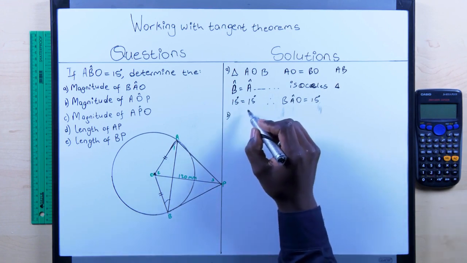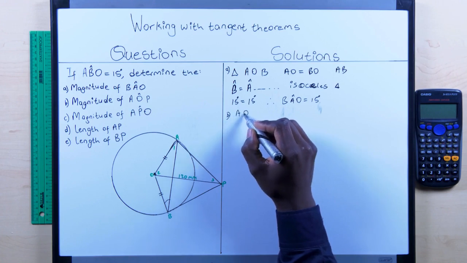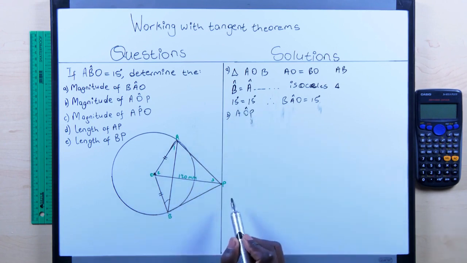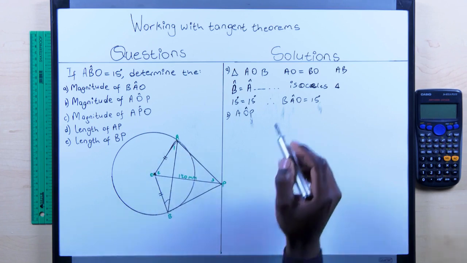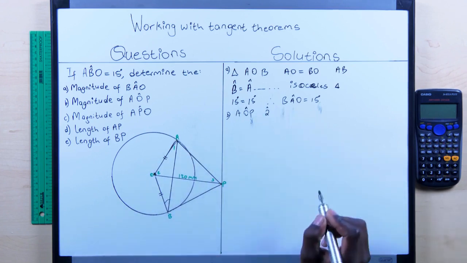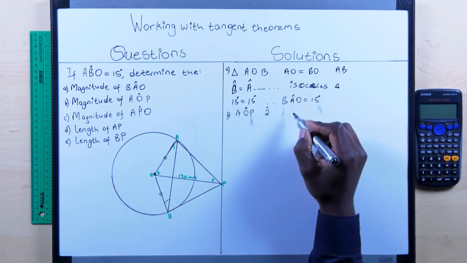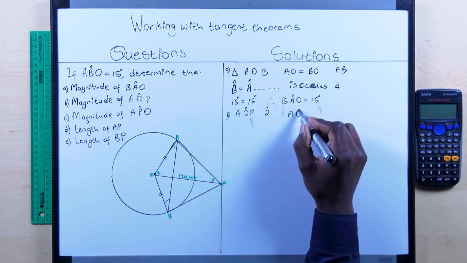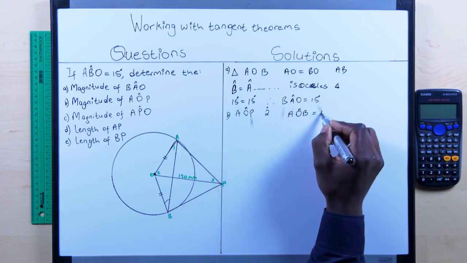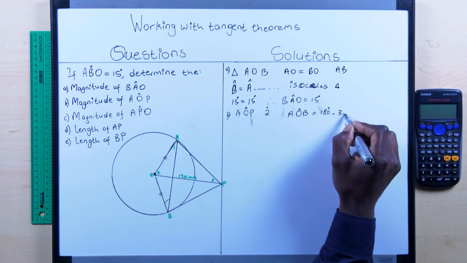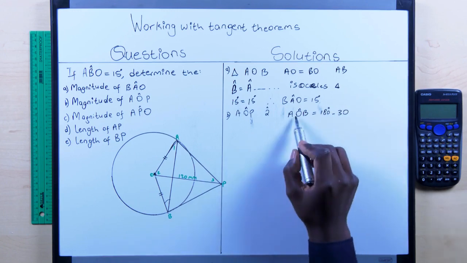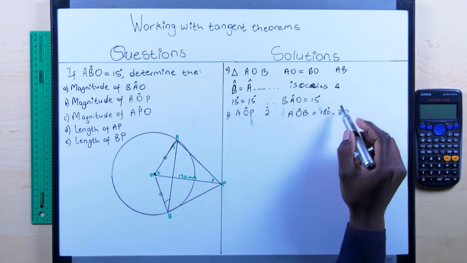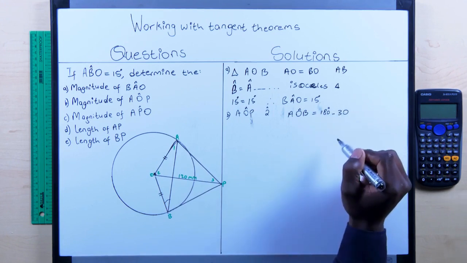Now what do we need to do? We need to find the magnitude of AOP, not BP, focusing at angle O. So we're looking at AOP. In other words, we want to find the magnitude of angle 2. It is clear for us to understand that angle AOB is equal to 180 minus 30 degrees.